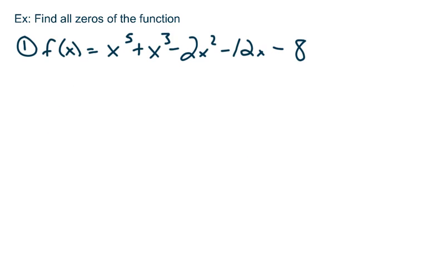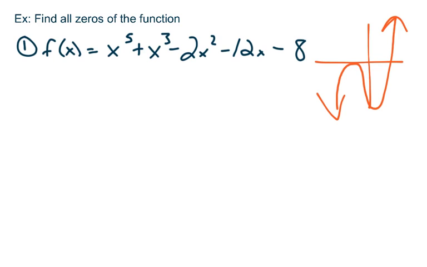Okay, so let's try using the theorem to solve an equation. Find all zeros of the function f of x equals x to the 5th plus x to the 3rd minus 2x squared minus 12x minus 8. What I would recommend you do first is graph this function in your graphing calculator. Put it in the y equals screen and just see what it looks like. If you look at a rough sketch, it should look something like this. It's got that general shape, though obviously it's a little steeper here in the middle.